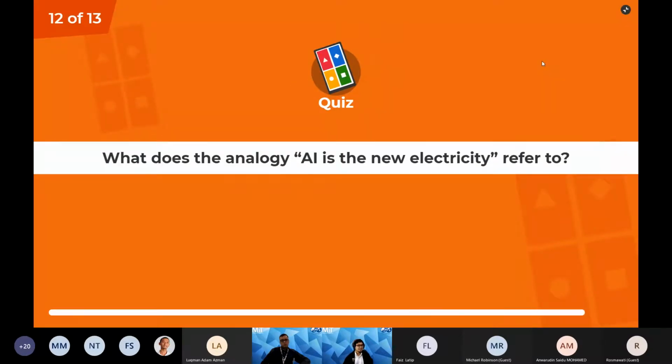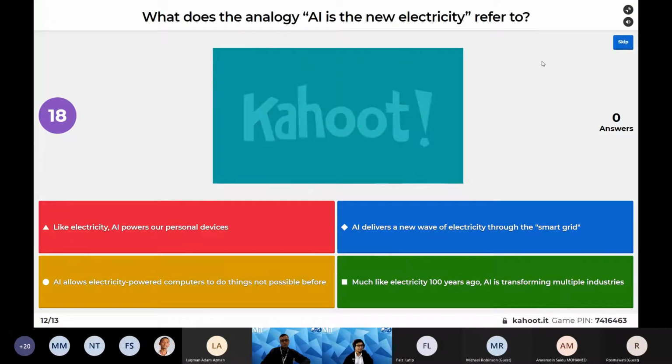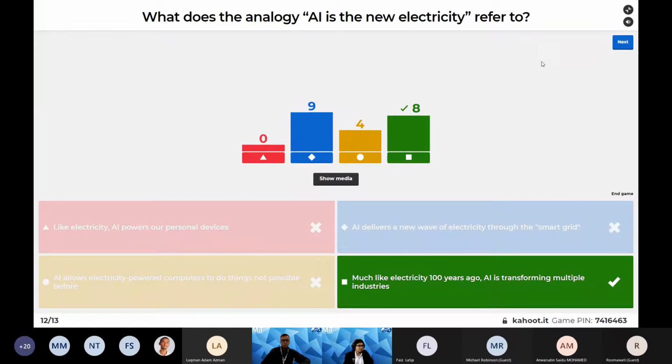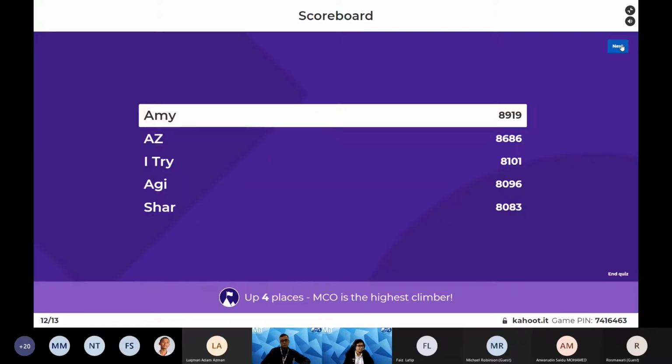Okay, what does the analogy AI is the new electricity refer to? Is it like electricity, AI powers our personal devices? AI delivers a new wave of electricity through the smart grid? AI allows electricity-powered computers to do things not possible before? Or just like electricity 100 years ago, AI is transforming multiple industries? All right, the answer is just like the electricity 100 years ago. So I guess the second industrial revolution, AI is indeed transforming multiple industries with IR 4.0. Okay, AZ back in the lead.